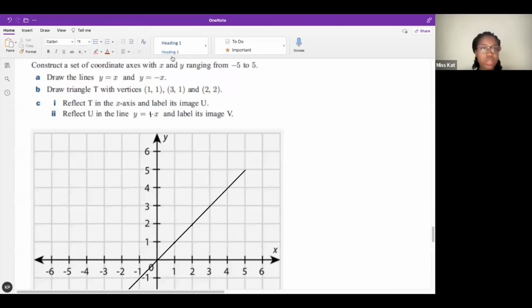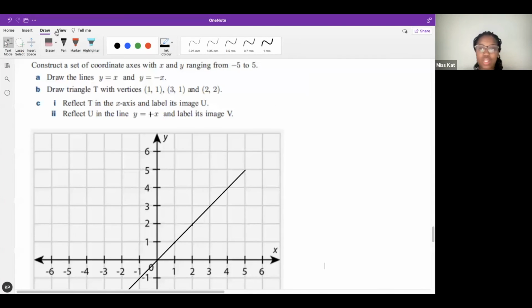Corners. They're corners. So now we have a triangle with the following corners. Okay. So first one is at 1, 1. So it's right on the line over there. That's my first point. The next one is 3, 1. So it's over there. And the last one is 2, 2. So it's here.